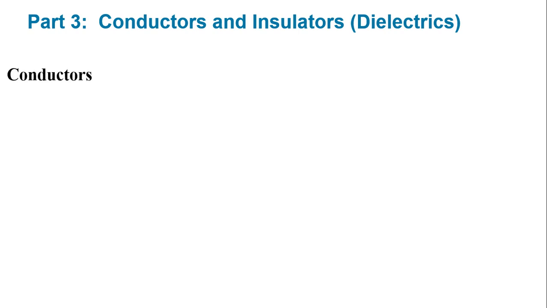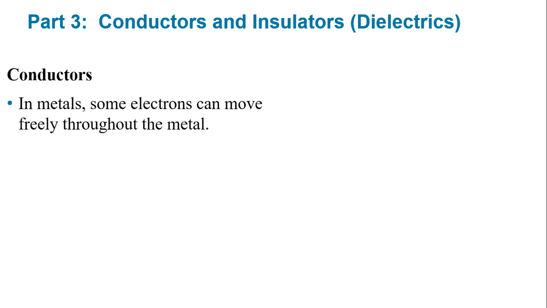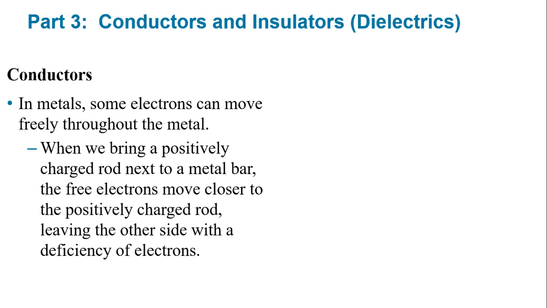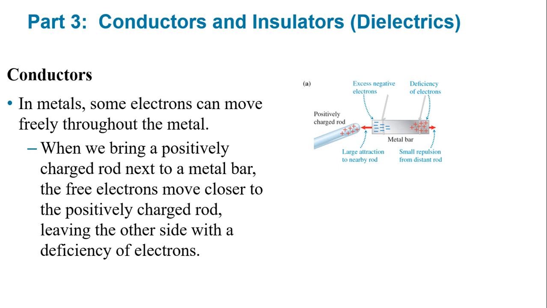Okay, so conductors and insulators. In a metal, some electrons can move freely through the metal, and we call those the valence electrons. Others can be moved, but pretty much the valence electrons are the ones that move. When you bring a positively charged rod next to a metal bar, the free electrons move closer to the positively charged rod, leaving the other side with a deficiency of electrons. So here you go, you have your positively charged rod, and it's going to attract the free electrons in that thing. That's important to understand.